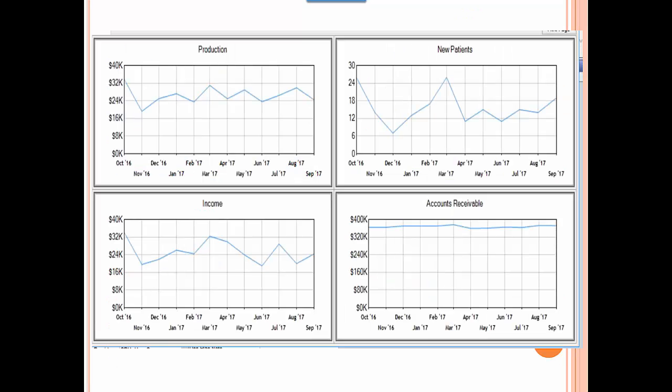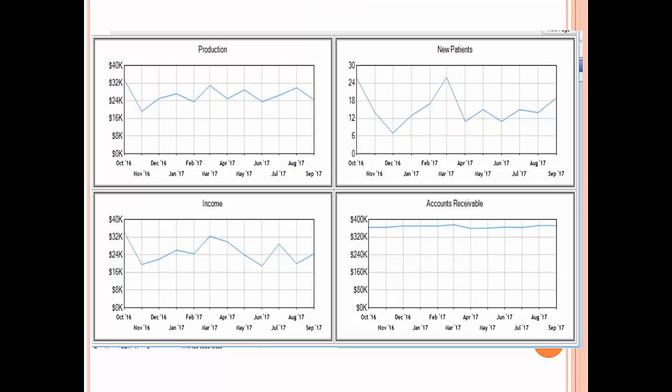How about this practice? Now I switched, so income, which was over on the right last time, is now down here. But again, not producing very much, but according to this, they're collecting what they're producing. If we look at the number of new patients, kind of like the last practice, not really getting enough new patients. 18 new patients, that's kind of high. They're usually getting 15 to 18 new patients. That's not enough to sustain a practice over time.